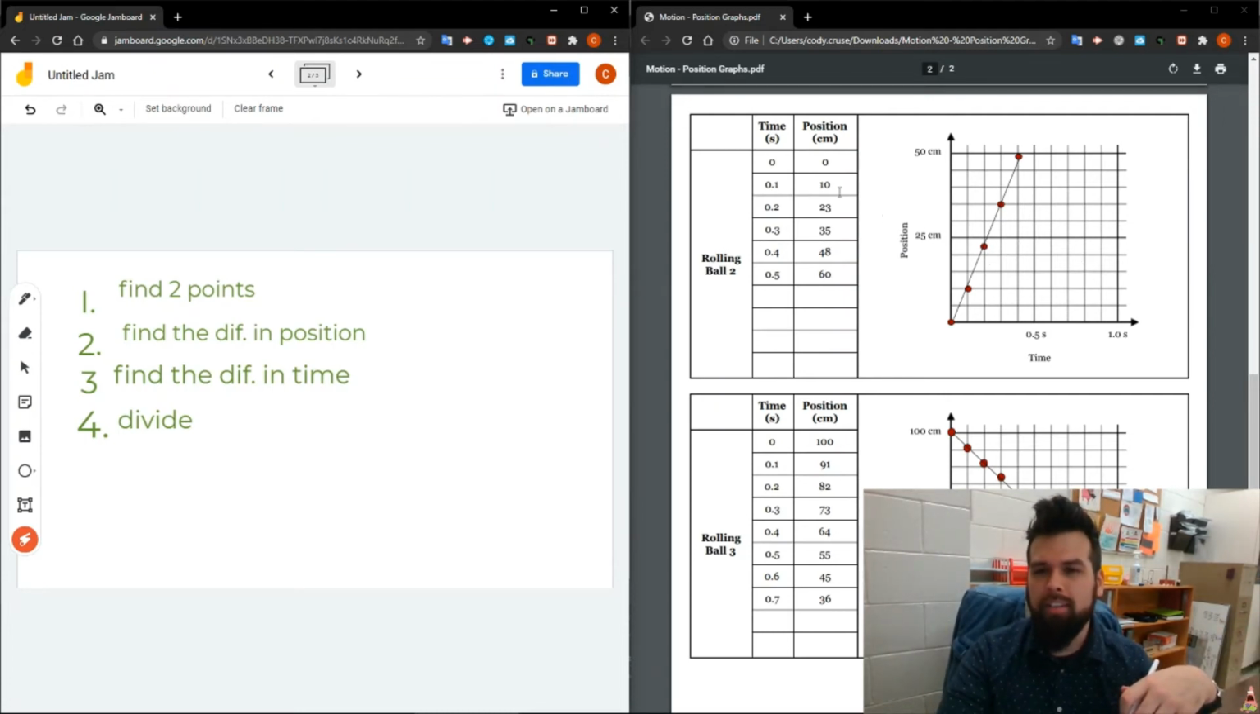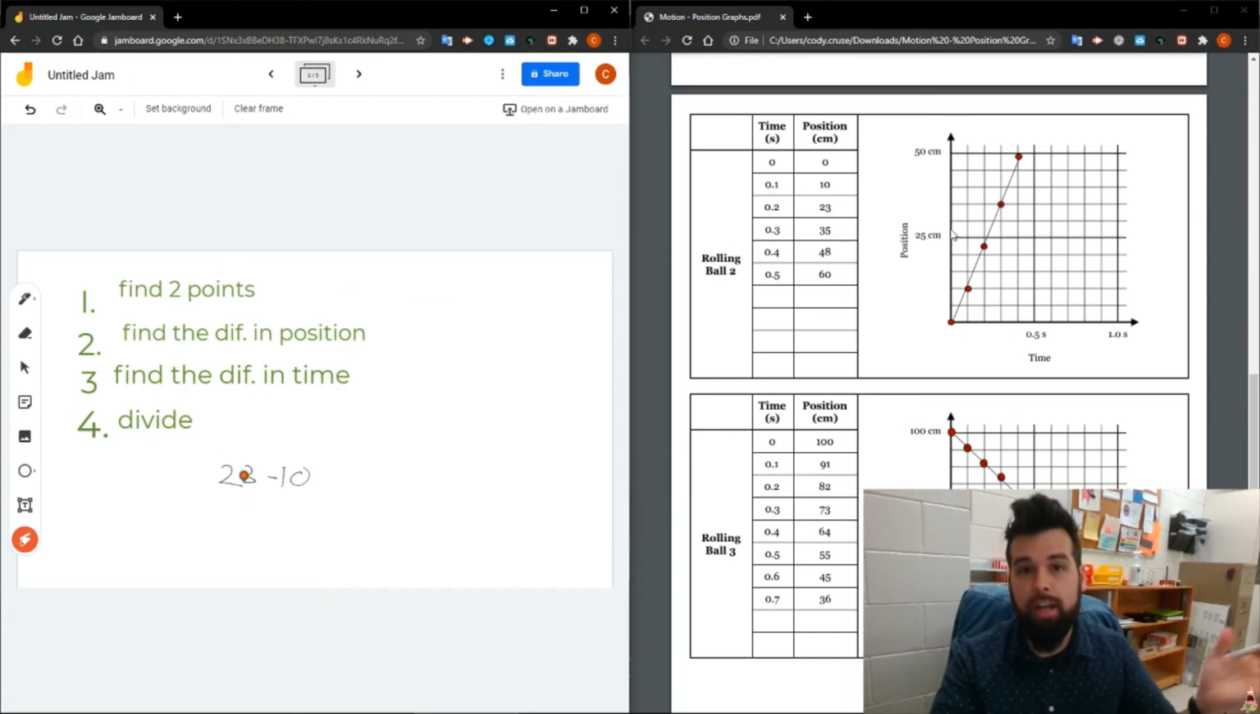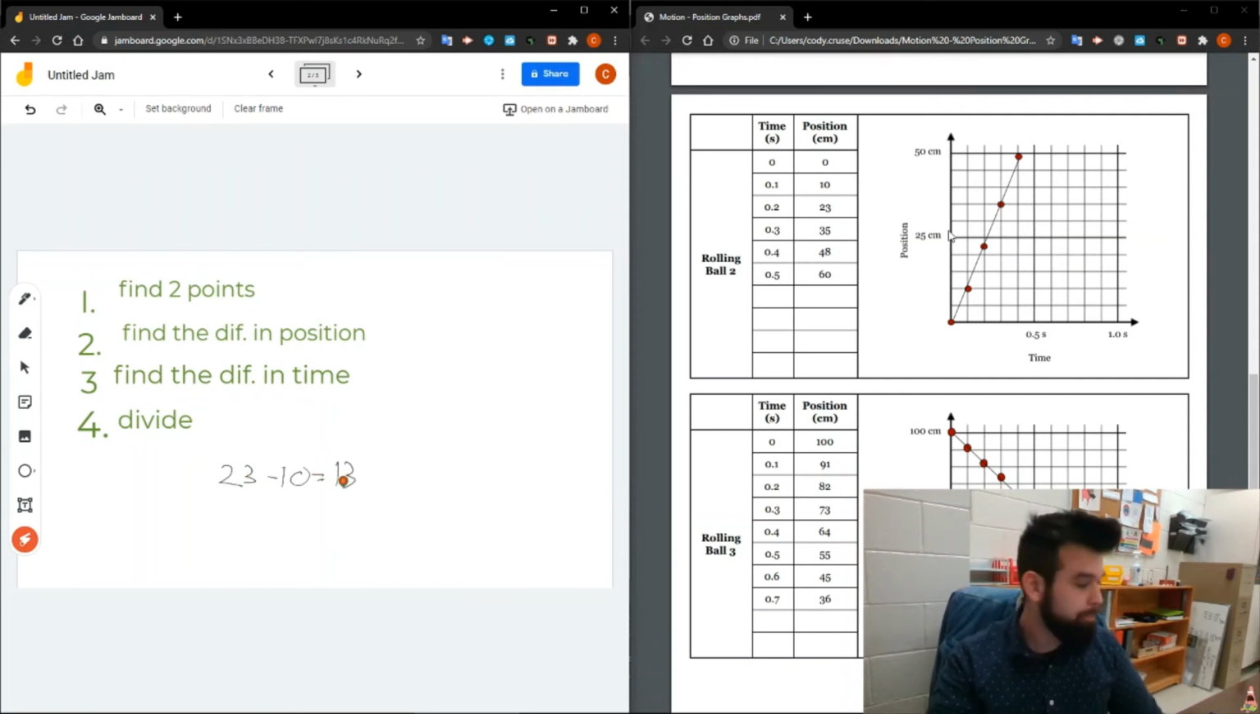So I've got, let's see, this first point right here at 0.1 second has a position of 10. So I'll write 10 right there. And then we'll go to the next point over. Why not? And that one is at about 23, as I can see from the table. So I'm going to find the difference between 23 and 10 by just subtracting one from the other. And that should give me 13. There we go. Next, I'm going to look at the difference in their time.